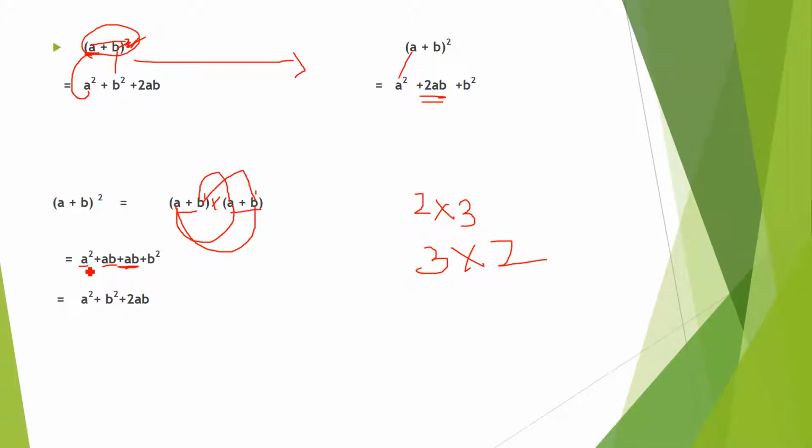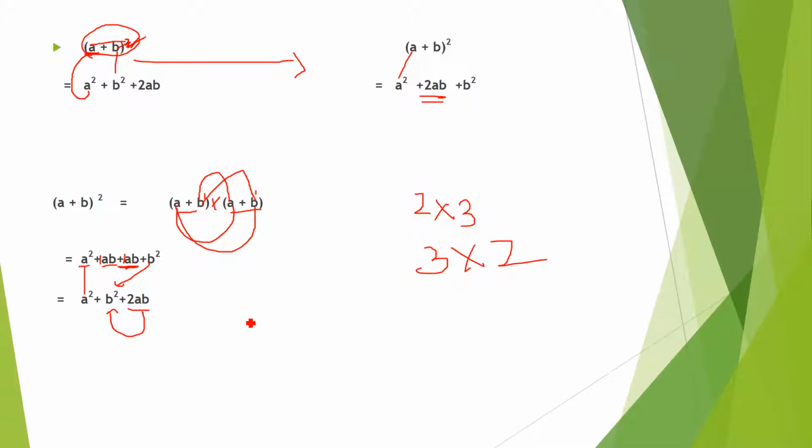And now we will do addition here. This A square will remain the same. This is AB, this is AB, same, right? And its coefficient is 1, its coefficient is 1. So it is 2AB plus 2AB and this B square. But you can write this 2AB in the middle as well. Both have the same meaning. So this is the proof.